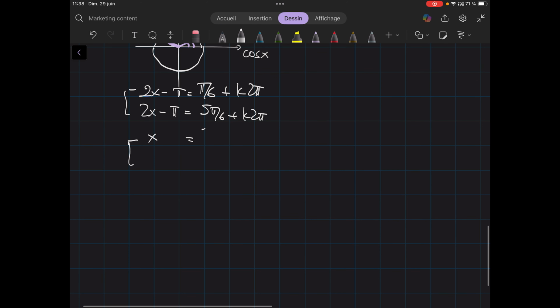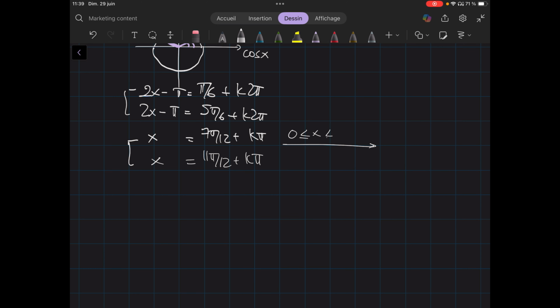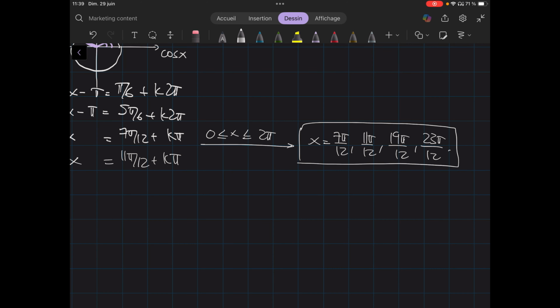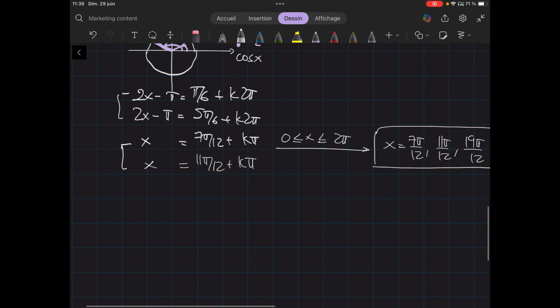Solving for x. And now we only take the roots that are in our domain. So 7 pi by 12, 11 pi by 12, 19 pi by 12, and 23 pi by 12. And that is the end of the question.